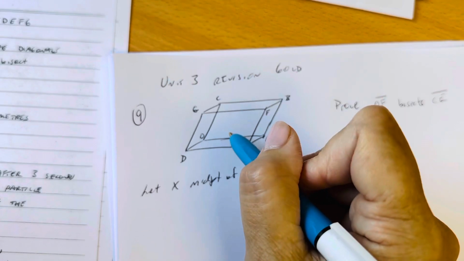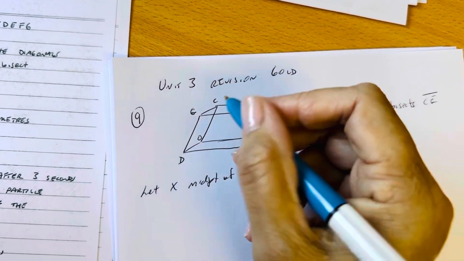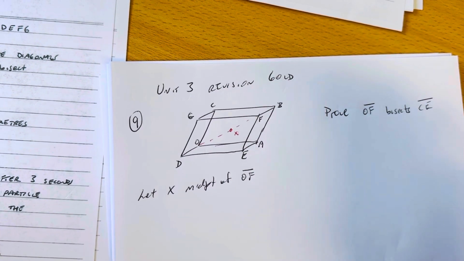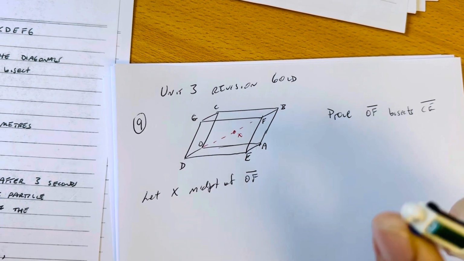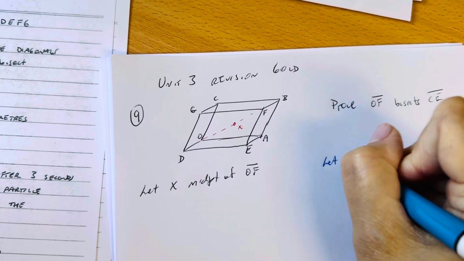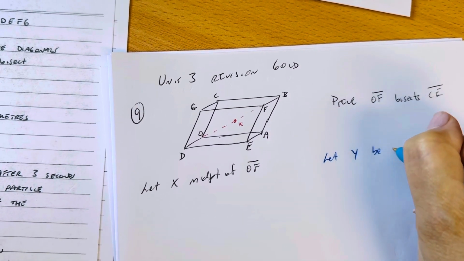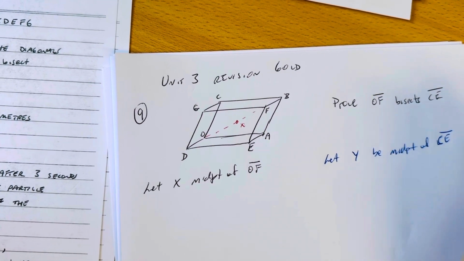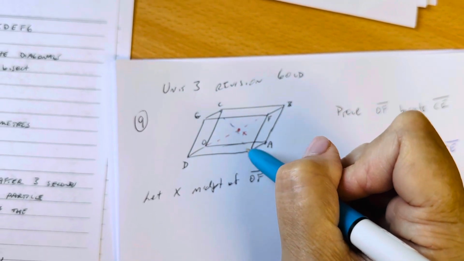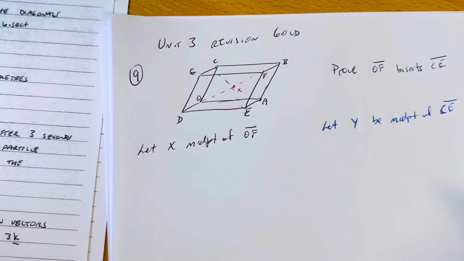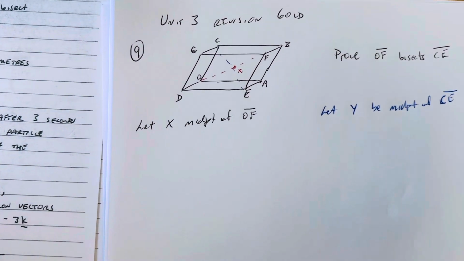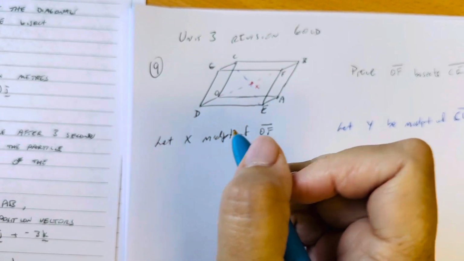Okay, OF is obviously here, so that's going to be X. And then I'm also going to say let Y be the midpoint of CE. So that's why I'm running this way. And I'm going to show that they are the same point. So that's the hence bisect, because they cut them in equal points.